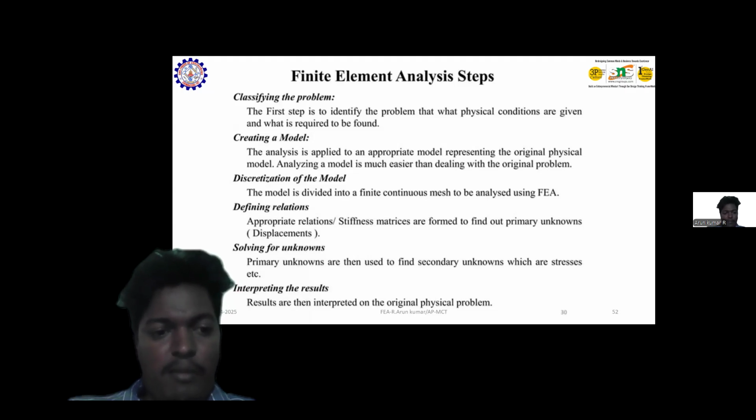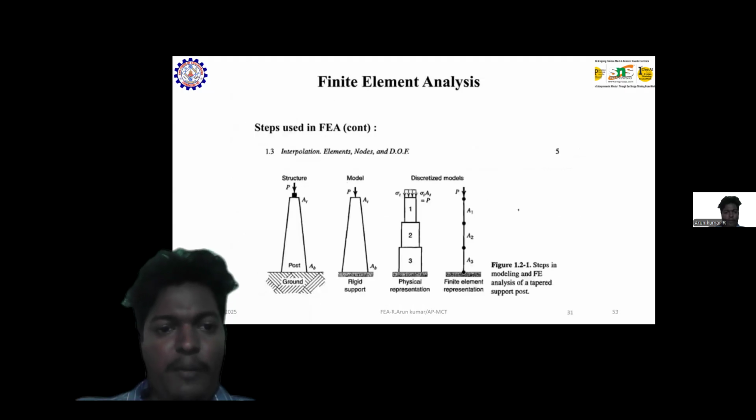Defining relations: the appropriate relations, such as the stiffness matrix, are formed to find the primary unknowns, called displacements. When going for heat transfer, we find the unknown temperatures. Solving for the unknowns: the primary unknowns are then used to find the secondary unknowns, which are the stresses, etc. Interpreting the result: it can be interpreted on the original physical problem. So these are the steps for the FEA: interpolation, element, node and degree of freedom.